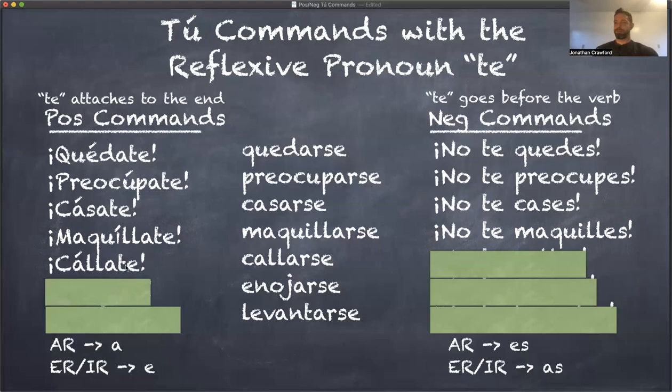Okay. So callarse means to quiet oneself. Cállate. That one's common, right? You've probably heard it before. It means shut up. Cállate. But you don't want to say that. It's rude, right? But maybe you're talking too loud and you say cállate. And then maybe somebody else overhears and says, that's rude. And then they tell you, no te calles.